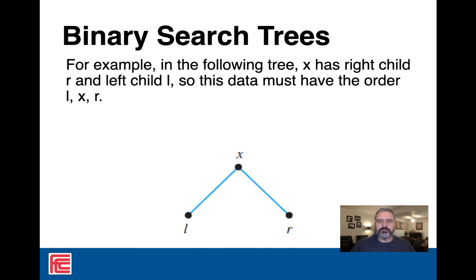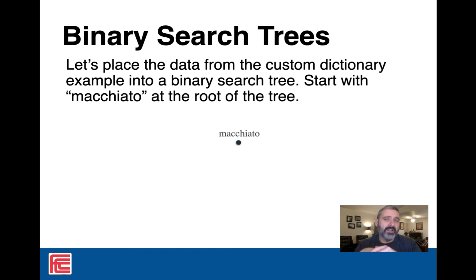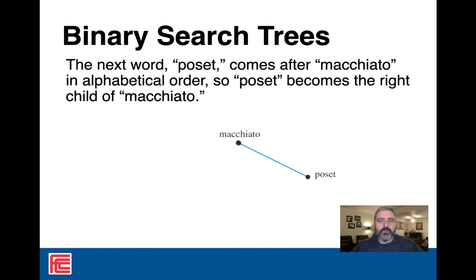That's the order. So if we were to start putting these words into our custom dictionary, we would start with macchiato, and that becomes the root of the tree. After macchiato, we're going to add posit, which I believe stands for partially ordered set. I believe you pronounce it posit, but I've only ever seen that word in a book, so I don't actually know how you pronounce it. Regardless, posit is short for partially ordered set, and it comes after macchiato, right? Because P comes after M.